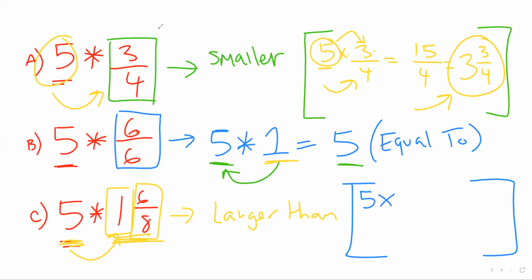5 times 1 and 6/8. Well, 1 and 6/8, that's about 2, right? It's pretty close to 2. So I'll just estimate to 2, which gives me an answer that would be around 10. And that is larger than 5.